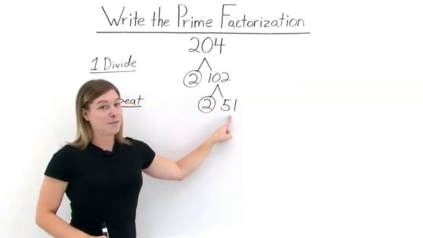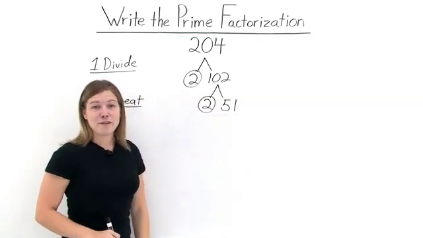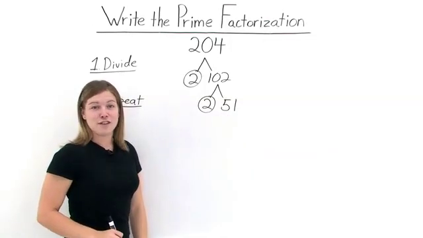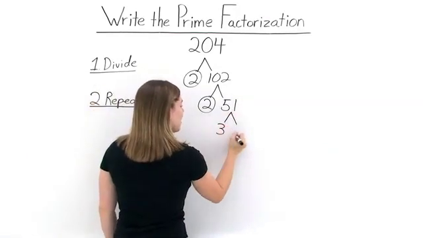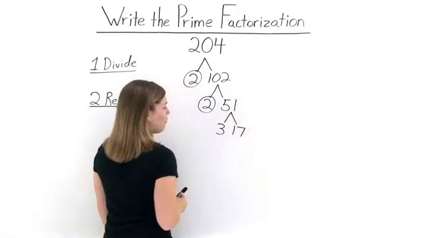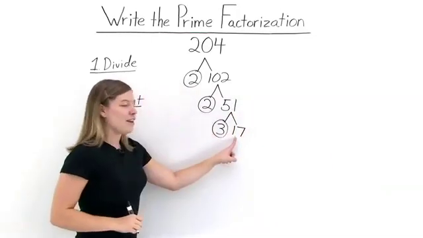We ask ourselves, is 51 prime? No, it's not. 51 can be factored. So we need to factor 51. The least prime factor of 51 is 3. When we divide 51 by 3, we get 17. Then we circle 3 because it's prime, and we look at 17.